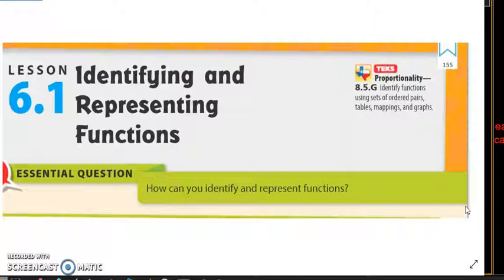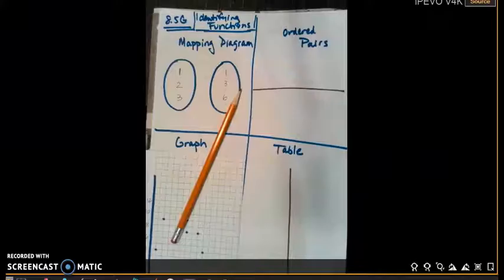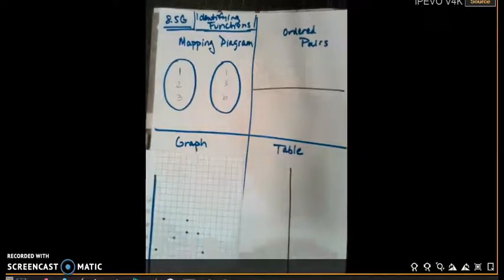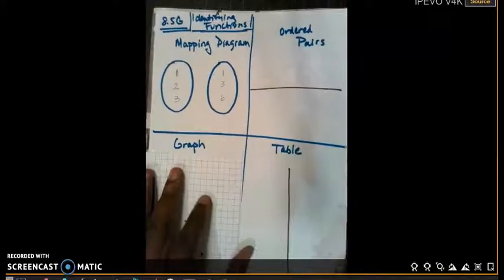In those four different visual representations, we're going to look at what a function would be and what a function would not be, based on several different factors. The things that we need to look at are just around the corner, so let me go ahead and pull these up. As we saw in that description of the TEKS, we will use a mapping diagram, ordered pairs, a graph, and tables to identify what is a function and what is not a function. So let's look at a mapping diagram first.